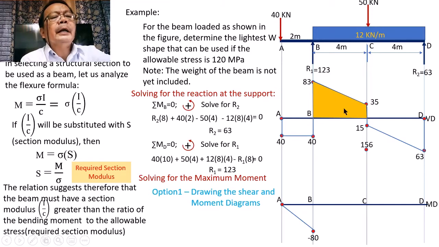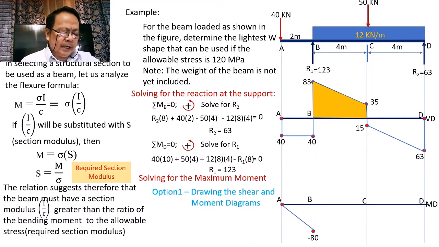So, anong mangyayari? I will have negative 80 plus this area, and that gives us a value of 156. And how will this be connected? Okay, tingnan natin. The load here is downward. So, in my previous discussion, malalaman natin na ang moment diagram will be concave downward for a load that is directed downward. Kaya yung ating concavity dito will be in the downward direction.